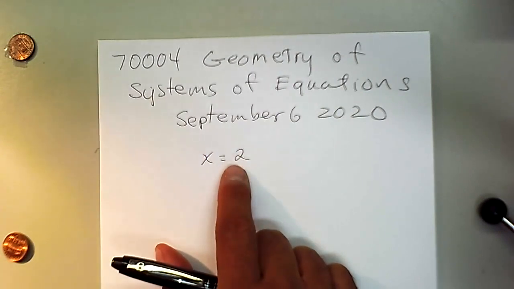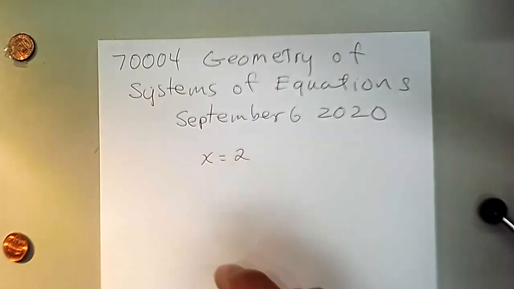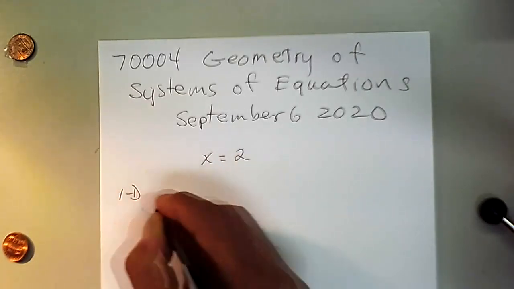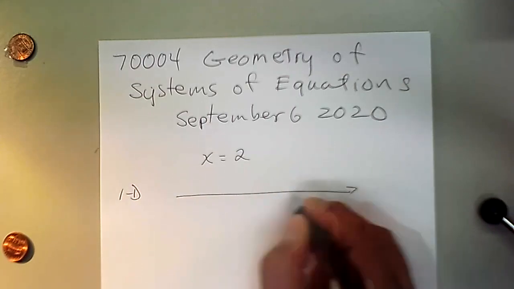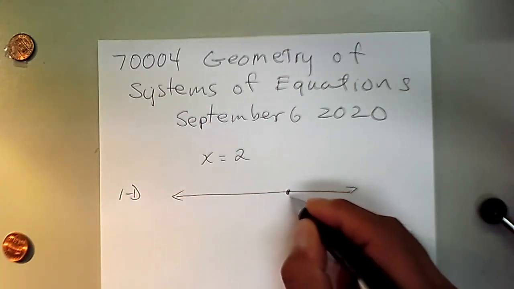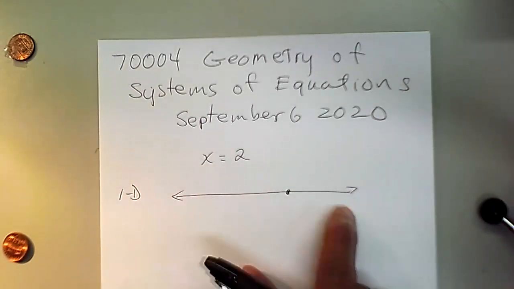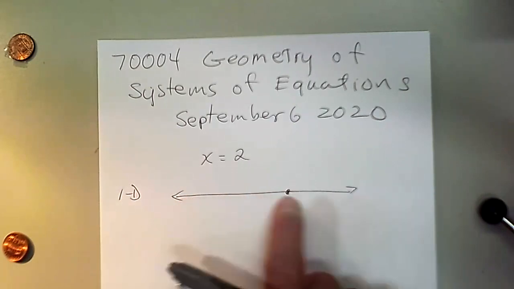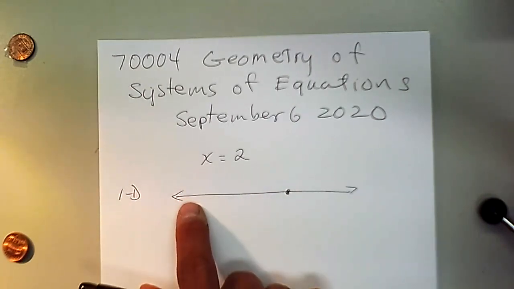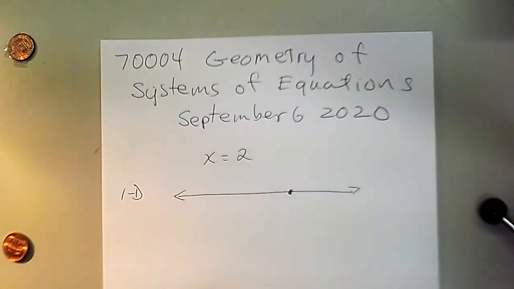Well, that depends on the dimension in which we are embedding this equation. So in one dimension, that x equals 2 will be simply a dot, a point. So that's it, just one point. That is x equals 2, no more, no less. We're assuming that x is represented by numbers that are on this line.